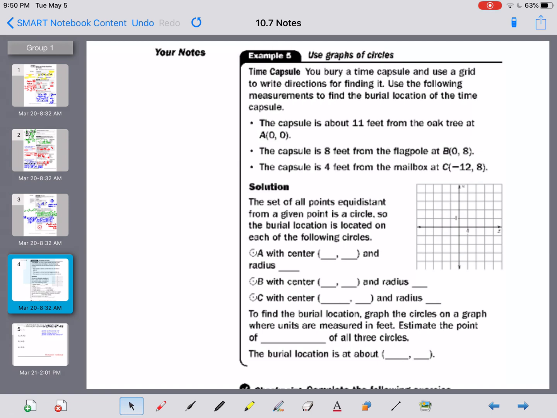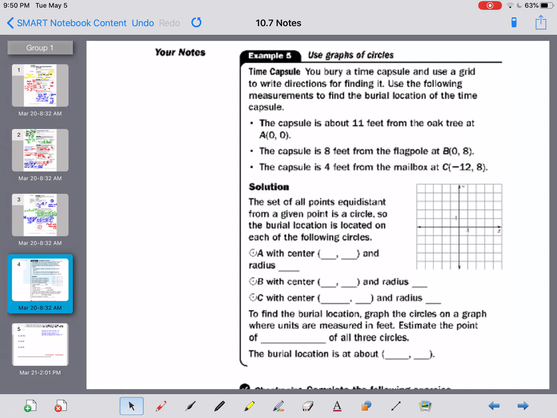And of course, most of you have your yards in grids, I hope. You know, you've already decided where your origin is, and then you have 1 foot sections out from there. If not, you could get busy on that while you're at home right now and grid out your yard so you can practice these, right? So you're going to bury a time capsule and use a grid to write directions for finding it. And we're going to use the following measurements to find the burial location of the time capsule.